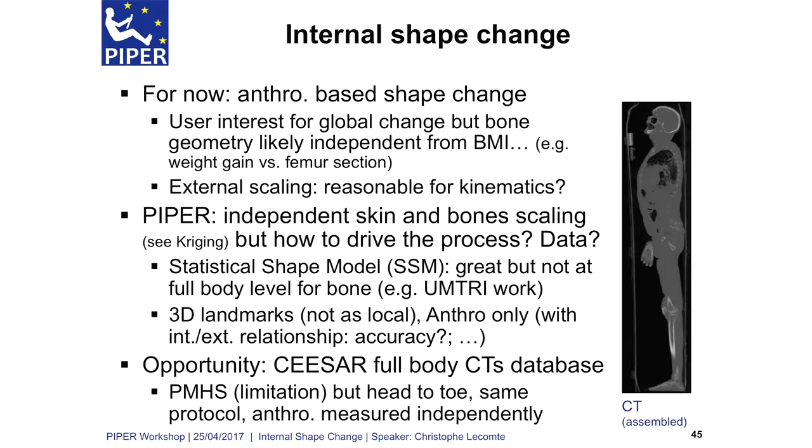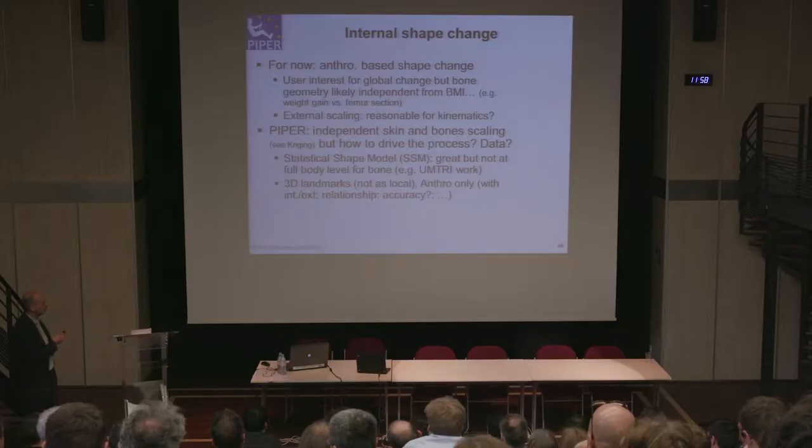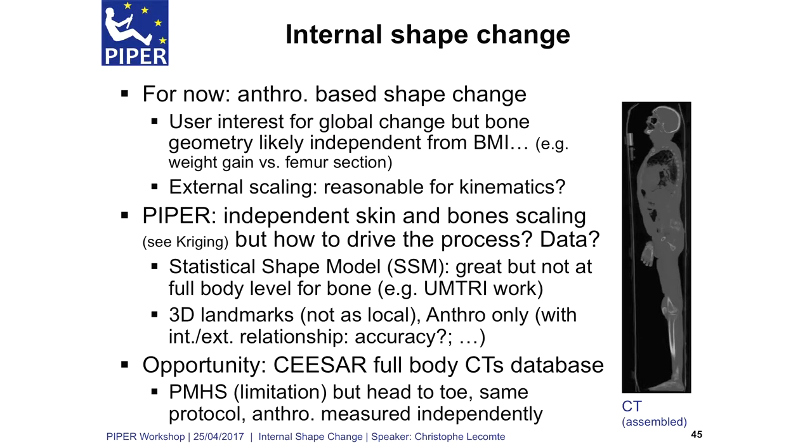So the question is, how do we get the data to drive this transformation? We already discussed the anthropometric measurement, so the external bit of the body. This part of the talks is going to discuss how we can link the external measurements and the internal measurements. So how could we do that?